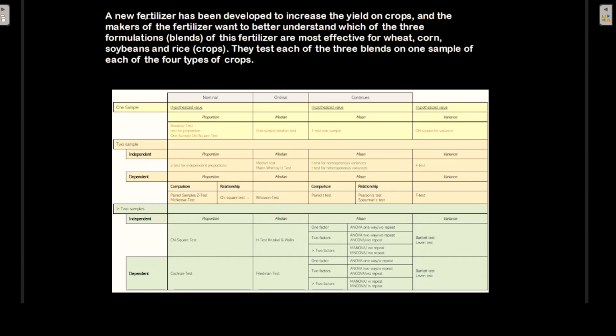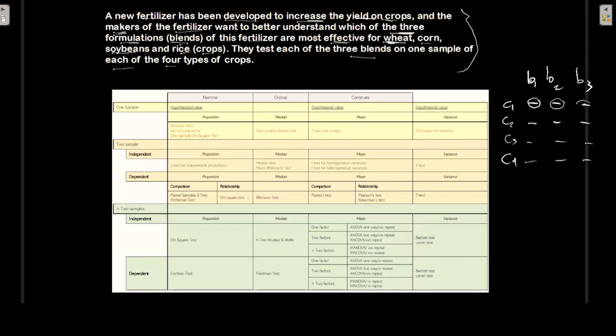A new fertilizer has been developed to increase the yield on crops, and the makers want to better understand which of the 3 blends of this fertilizer are most effective for wheat, corn, soybeans, and rice crops. They test each of the 3 blends on 1 sample of each of the 4 types of crops. So we get blend 1, 2, 3, and 4 crops, C1 to C4. Here is the yield, a continuous value.